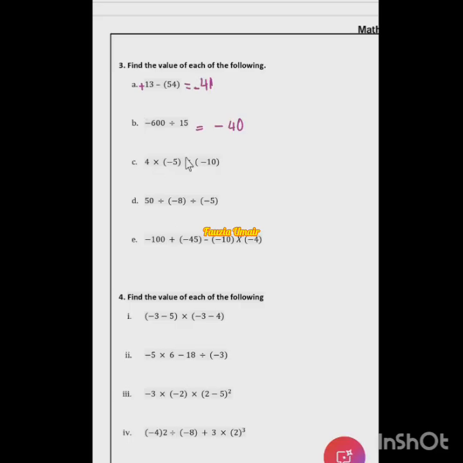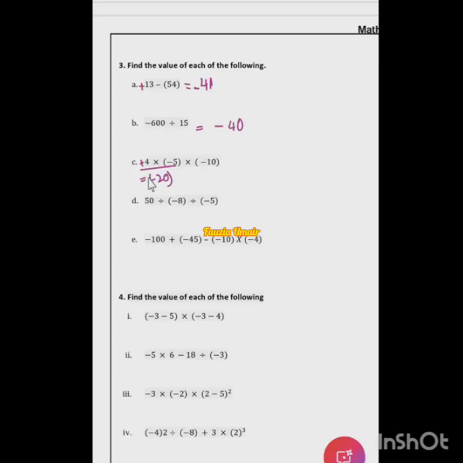So now this one. There are two multiplication signs. The minus sign inside is the integer's sign, right? Like this one has a plus. So how do we solve? According to board maths, we solve from left to right. What is the answer of these two? Ma'am, they're unlike, so minus 20. Minus 20. Very good.